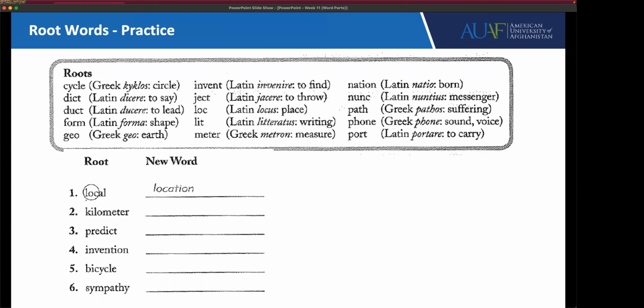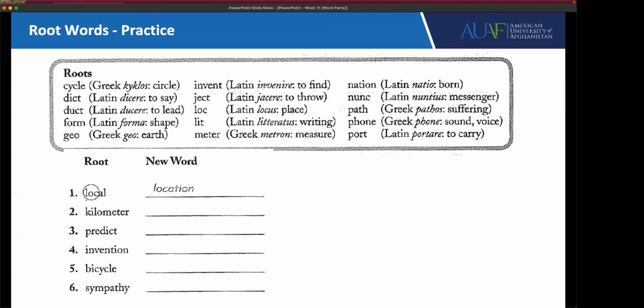Okay. Invention. And we're looking at the form of invent, but I'm trying to find the Greek invent. So invention. Can you make another word? Information. No, it has to be with inventor. Inventor, a person, right? Okay, so bicycle is the Greek cycle. Can you make another word with cycle? Motorcycle. Motorcycle, good.